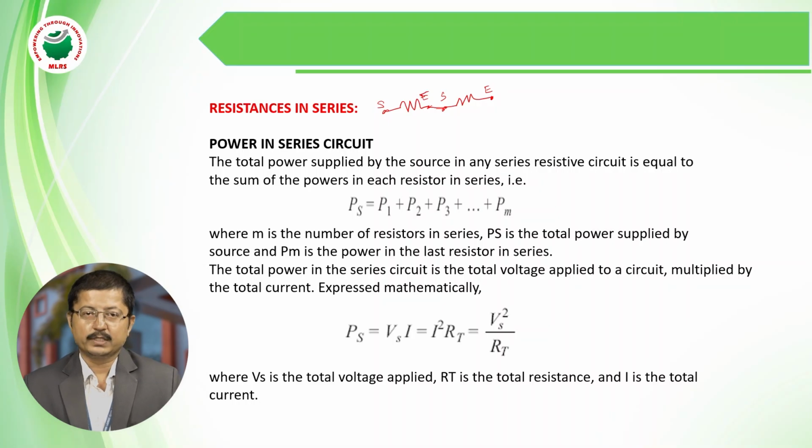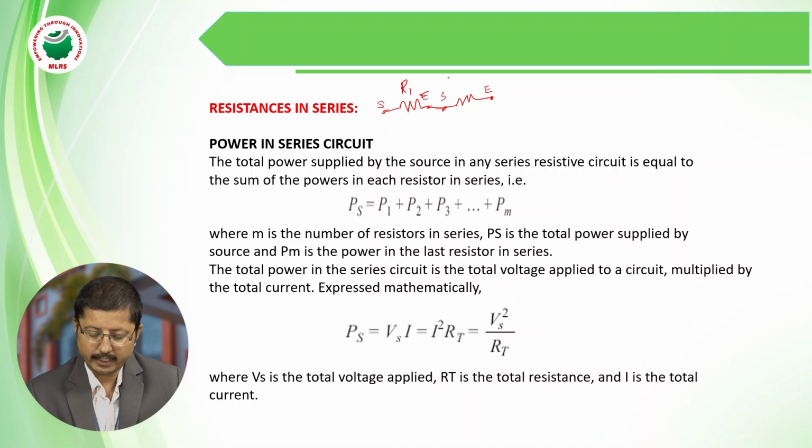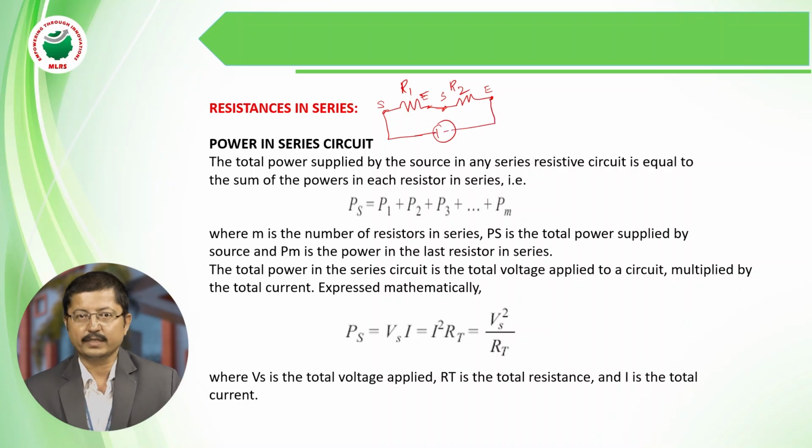Where can we use this series connection? We can use it for decorative lamps. For example, I am going to take two resistors connected in series, R1 and R2, and connect these two resistors to a voltage source.